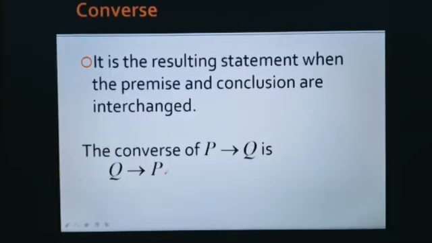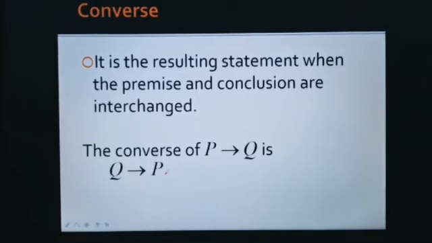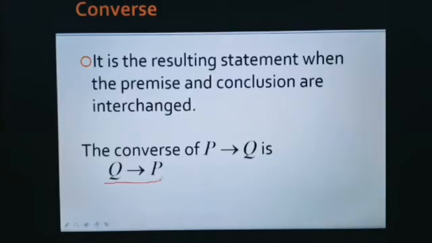The second one, we have converse. When we say converse, it is the resulting statement when the premise and the conclusion are interchanged. Now, the converse of the statement P, Q is if Q, then P. Take note that to find the converse, you are going to interchange the statement if P, then Q.